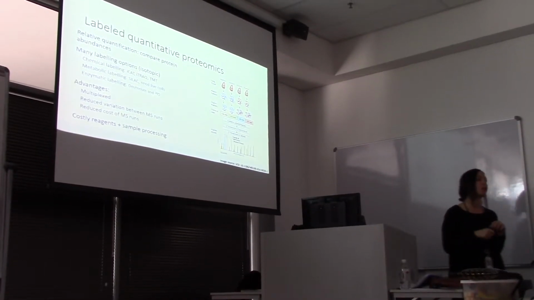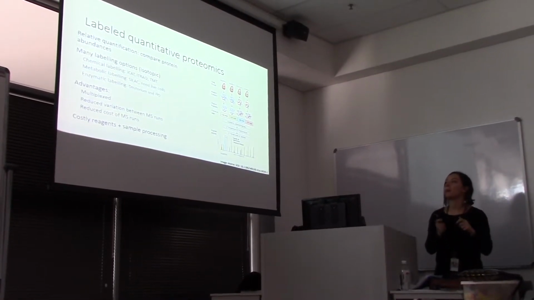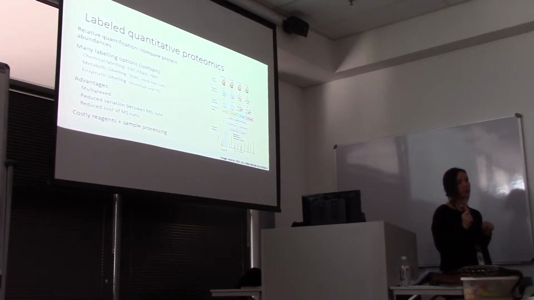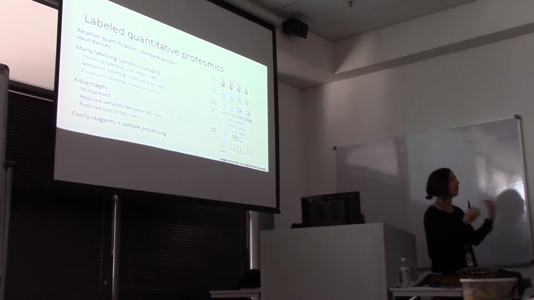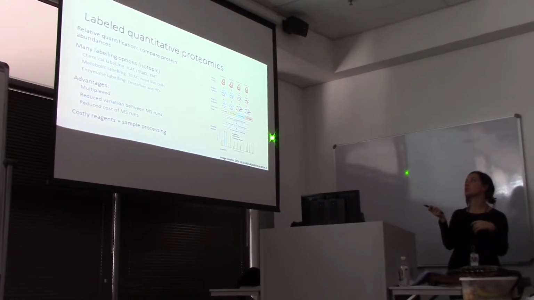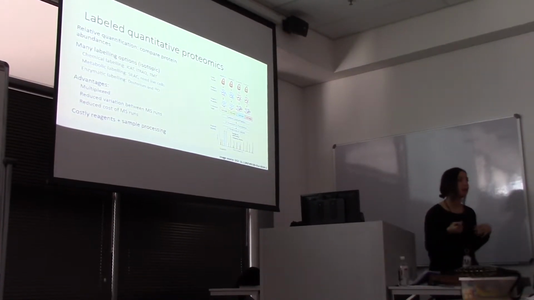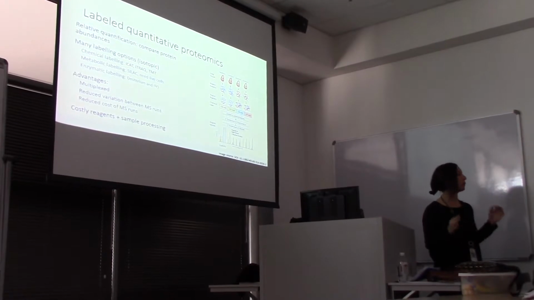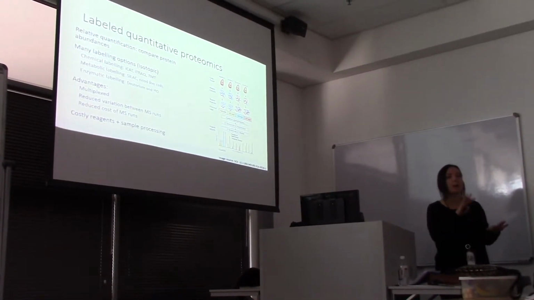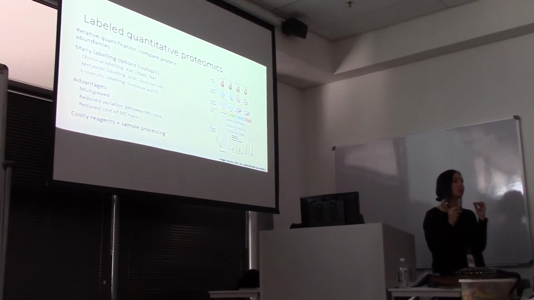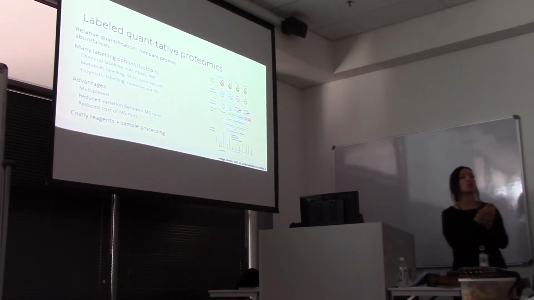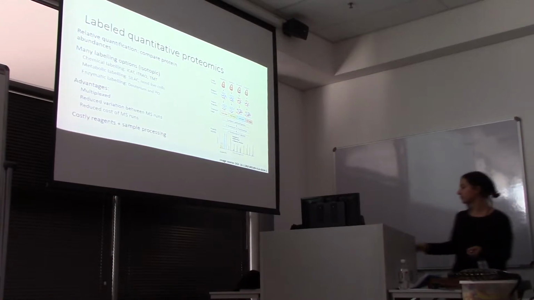Usually your labels are expensive, and there's a lot more sample processing that you need to do, because you have to label and you have to make sure that you're combining in equal fractions, and that can introduce variability at each point. There are things you can do to correct for that and normalize for that, and there are a lot of pipelines that help you with setting up your quantitative experiment in the best statistical way so that you know what you see is true.